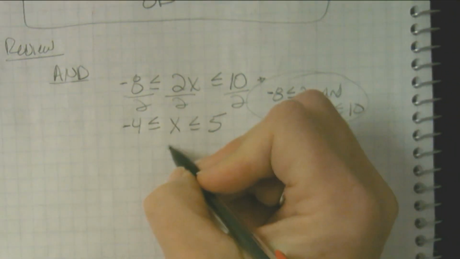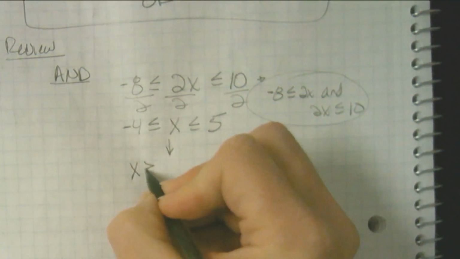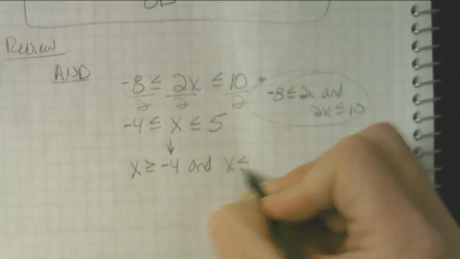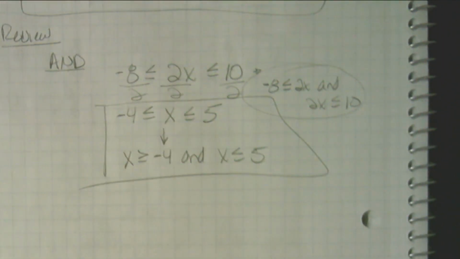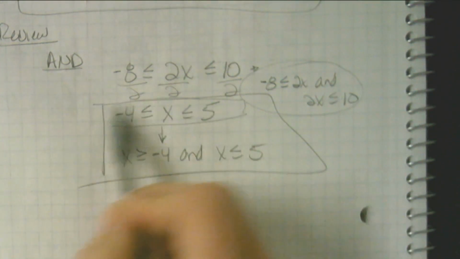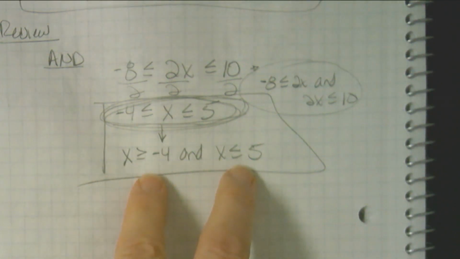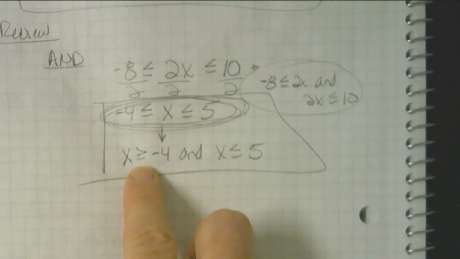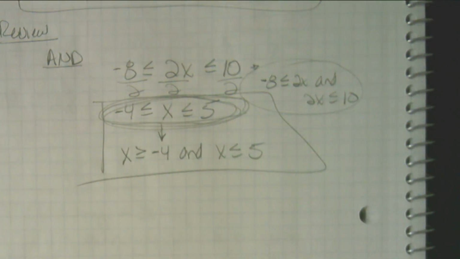So again, it's an and because we could say something like x is greater than or equal to negative 4 and x is less than or equal to 5. That is what that means. But we typically see them as a combined inequality. But that's what it means. It's all x's that are greater than or equal to negative 4 and less than or equal to 5.